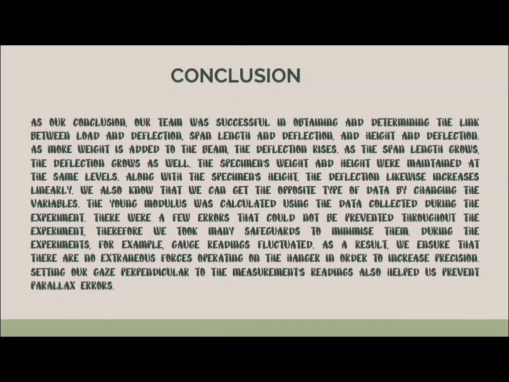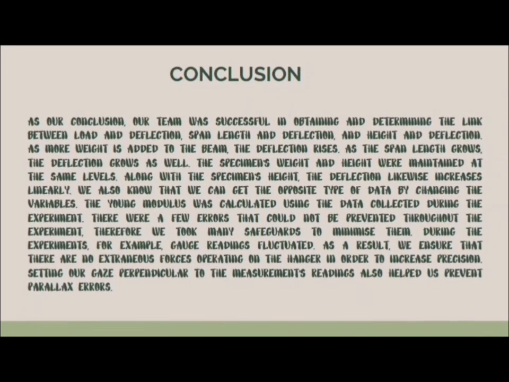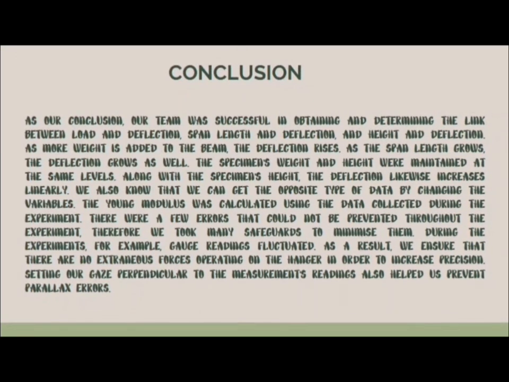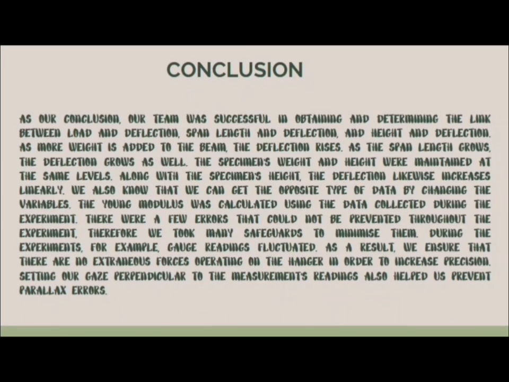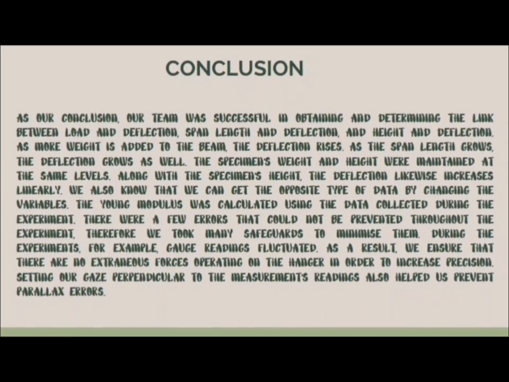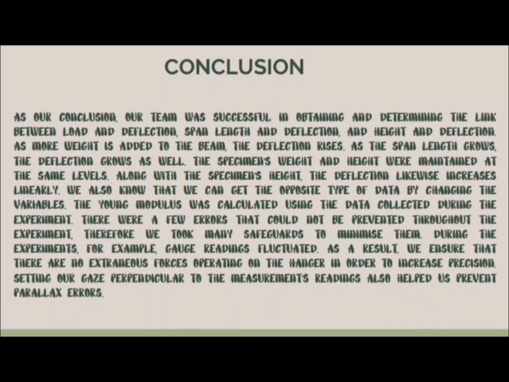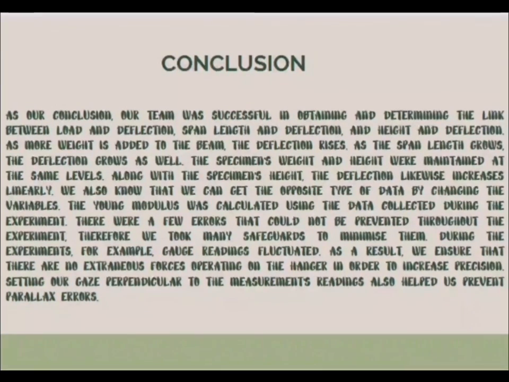The Young modulus was calculated using the data collected during the experiment. There were a few errors that could not be prevented throughout the experiment. Therefore, we took many safeguards to minimize them. During the experiments, for example, gauge readings fluctuated. As a result, we ensured that there were no extraneous forces operating on the hanger in order to increase precision. Setting our gaze perpendicular to the measurement readings also helped us prevent parallax errors.